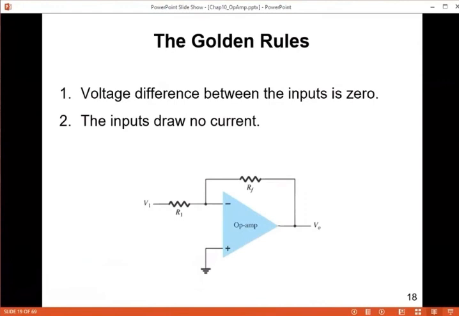Okay, the golden rules for op-amp are always two basic rules. Number one, there will be no difference. So in other words, the voltage difference between the input terminals must be 0. When you have V1, V2, the difference will be 0. Number two, the input draws no current. So meaning that there is no current flow into the inverting input terminal and into the non-inverting input terminal.